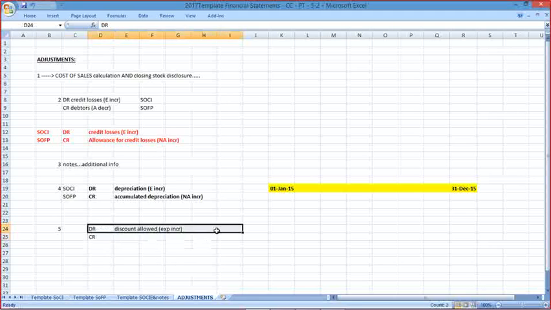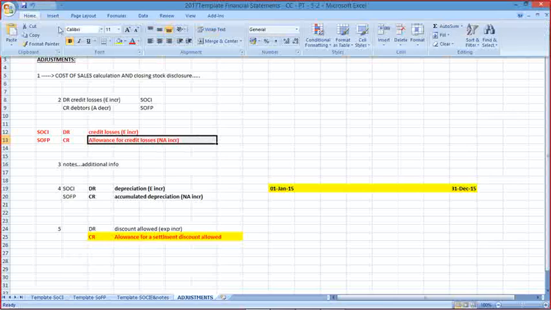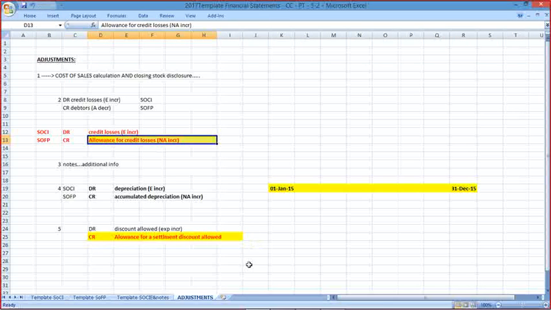So you had the first bit. The second bit was the tough bit because this is an allowance for a settlement discount granted or allowed. Okay, so now you have another account which we need to highlight, which is the same or similar to this one, the allowance for credit losses. Because who do those accounts affect? The debtors. Debtors, yes.